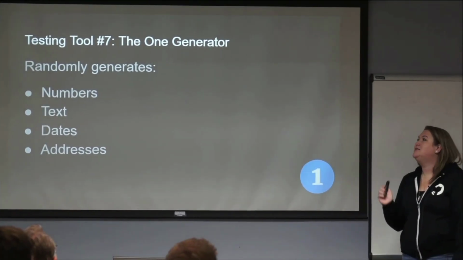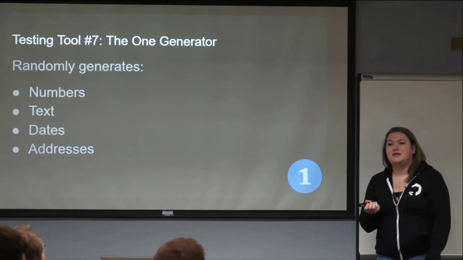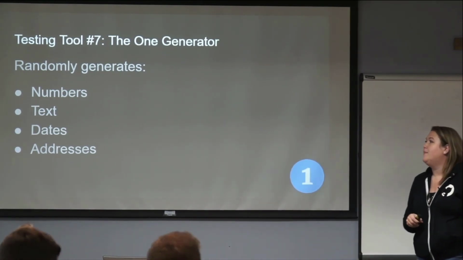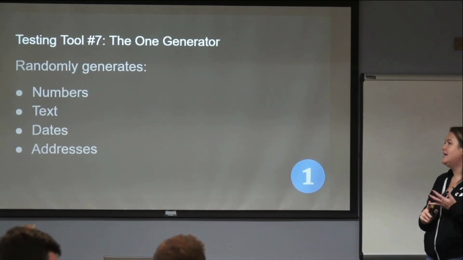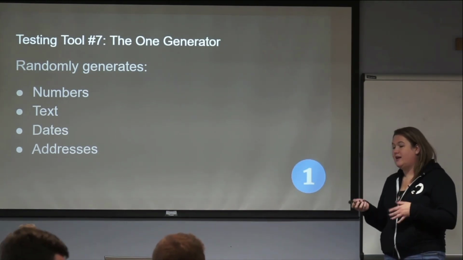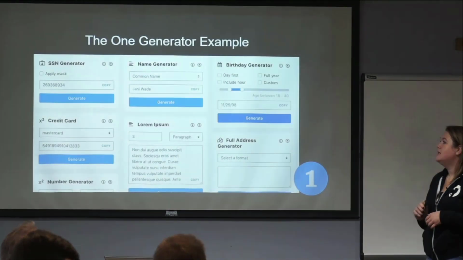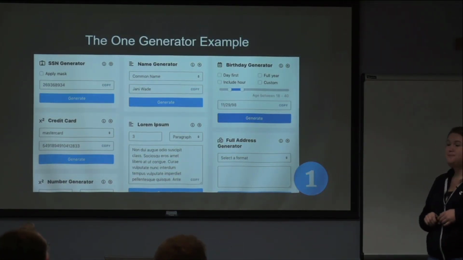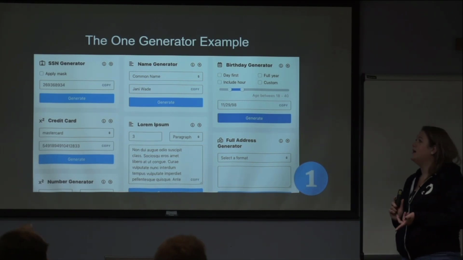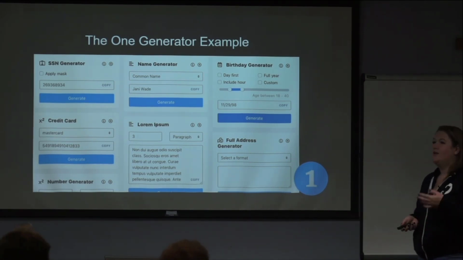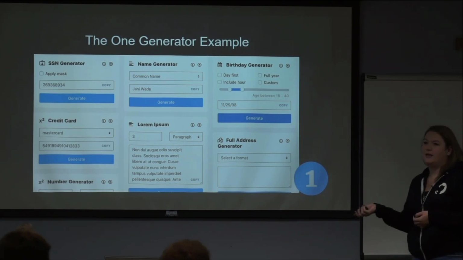Another tool that I really love is the One Generator. So this application allows you to create a custom dashboard of different randomizers. It can randomize numbers, text, dates, addresses, a whole bunch of popular stuff that you might need for creating test data. So here's a sample dashboard that I created for an application I was testing. As you can see, I have an SSN generator, name, birthday, credit card, paragraphs, full address, numbers. So just about anything you can think of, you can generate here in one place.